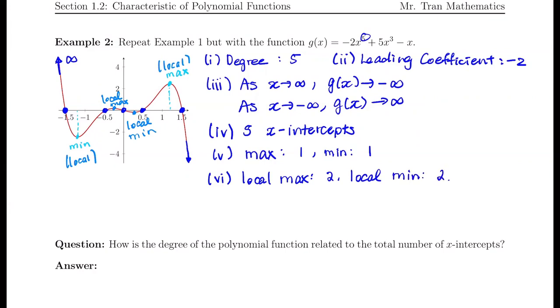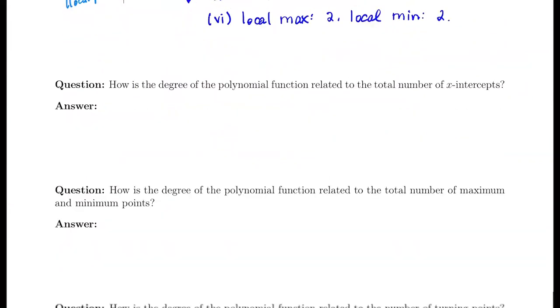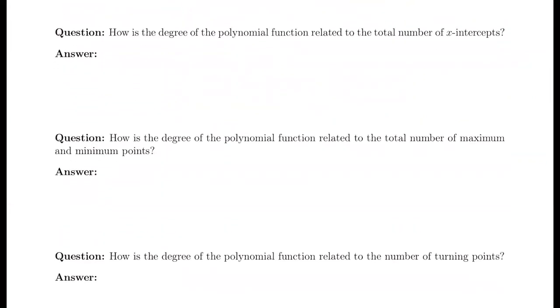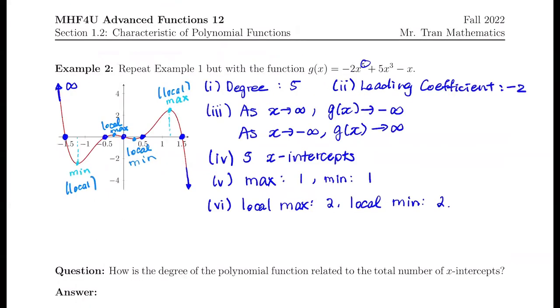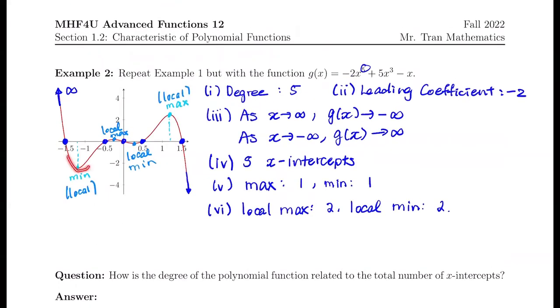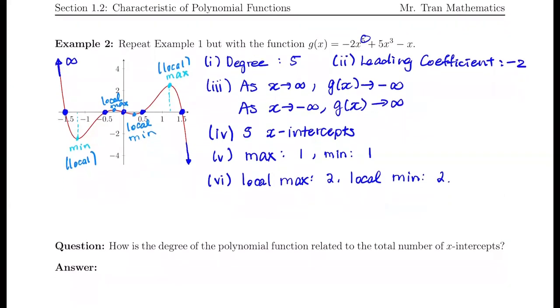All right. So let's have a look at a couple of questions. How is the degree of the polynomial function related to the number of x-intercepts? The second one is, how is the degree of the polynomial function related to the total number of maximum and minimum points? And last one is, how is the degree of the polynomial function related to the number of turning points? So turning points is another important concept, which is basically how the function will turn based on the peaks and valleys that we have here. So it could either be facing upwards or it could also be facing downwards like that. But we'll come back to these 3 questions.